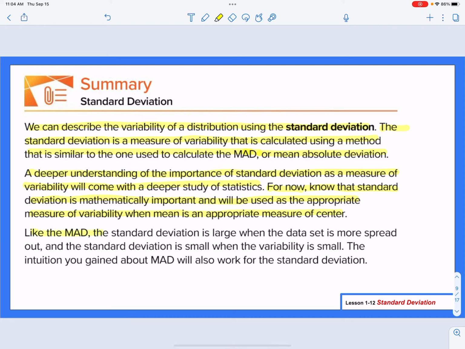Like mean absolute deviation, the standard deviation is large when the data set is more spread out, and the standard deviation is small when the variability is small. The intuition you gained about mean absolute deviation will also work for standard deviation. So that's kind of the key thing there, right? You're really looking at the spread and the variability of the data using things like standard deviation or the mean absolute deviation. But we use this one when we have a mean as an appropriate measure of center.